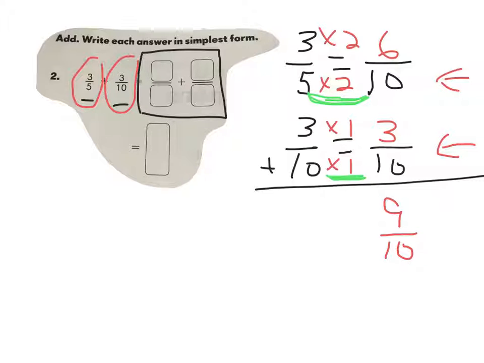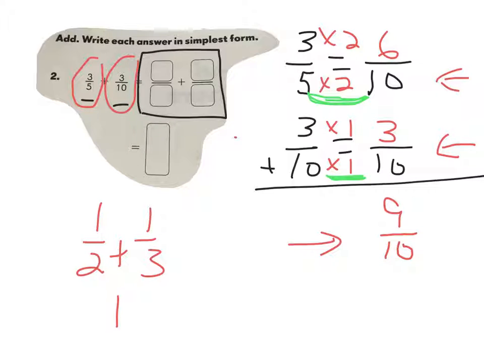Let's think about that. You've got 3/5, which is a little more than half, and 3/10, which is about a third. So a half plus a third, if you think about 1/2 plus 1/3, 1/2 plus 1/3 would be close to 1 whole, right? Yes. And 9/10 is really close to a whole. So your estimate over here makes sense with your actual answer.